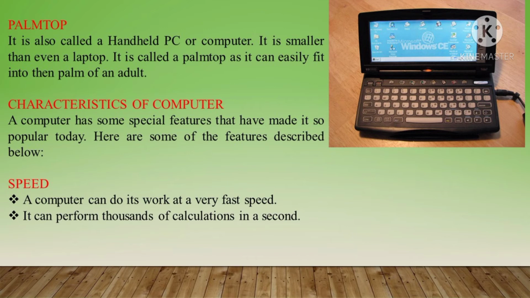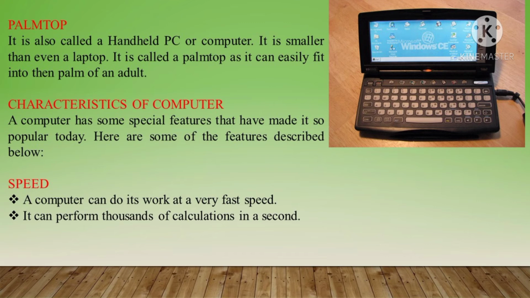Now let us see some of the characteristics of a computer. It has some special features that have made it so popular today. As I said when I was explaining in the class, how do you remember the characteristics of a computer? You have to remember one town or a city or a village name called SAS word. Now I will elaborate the SAS word. S is for speed, A is for accuracy, S is for storage, V is for versatile, A is for automatic, and D is for diligence.